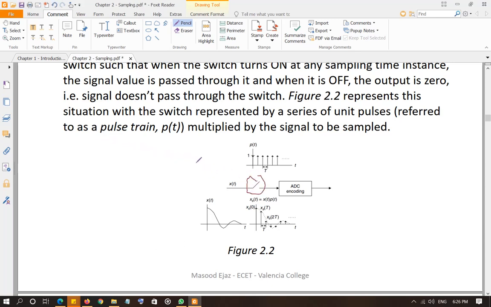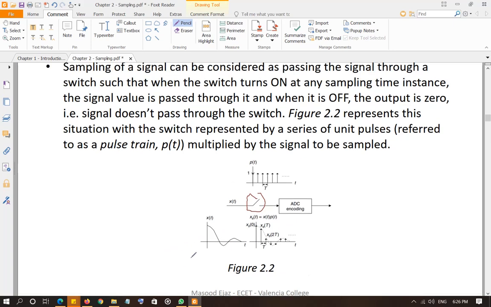And each time the switch turns on, the signal is going to go to the ADC, and then the switch is going to turn back off, that is, it will turn open, and during the time it is off, no signal is going to go through the ADC. The ADC is going to convert the signal that it received at the sampling instance. First it's going to quantize it, and then it's going to convert it into a digital domain.